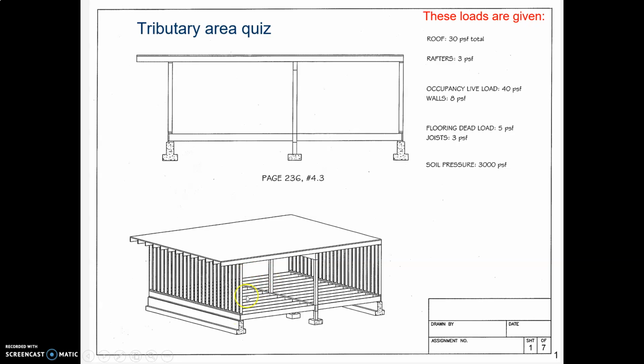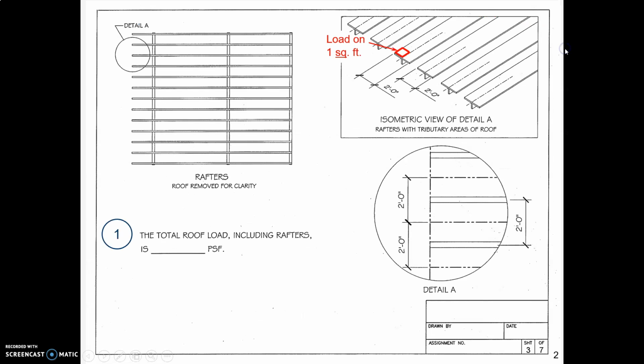And notice under the rafters, we have a front wall here under this end of the rafter. There's a roof beam sitting on some posts in the middle, and then there's a back wall that the other end of the rafter is sitting on. All right. Here is a top view of that roof. I took the roofing off and I'm just showing the rafters.